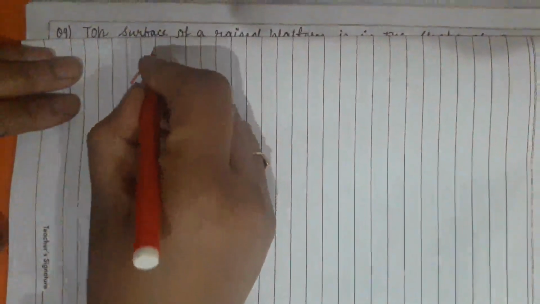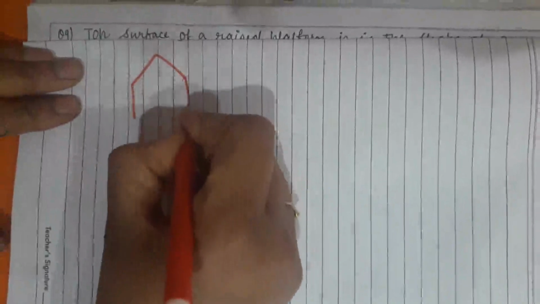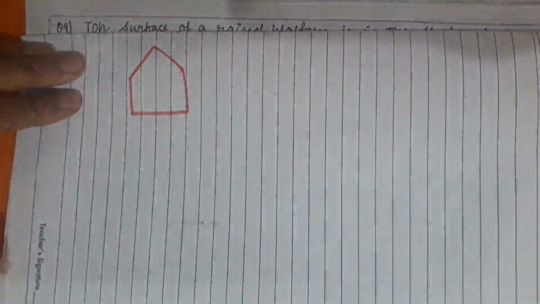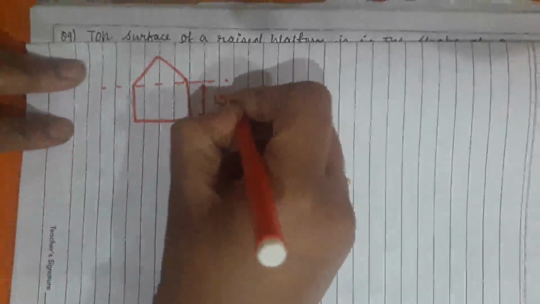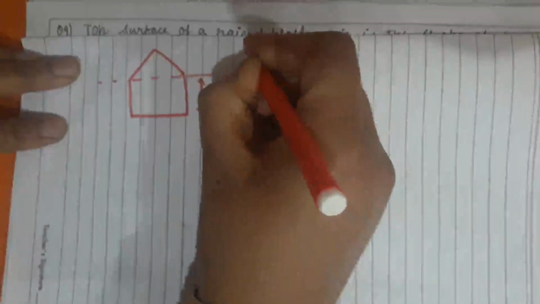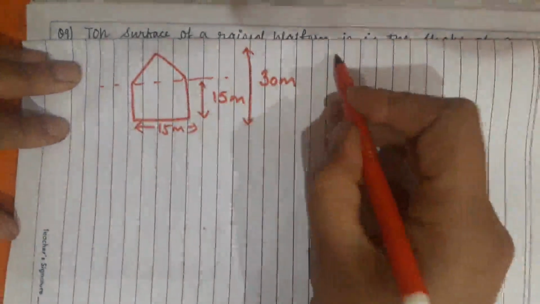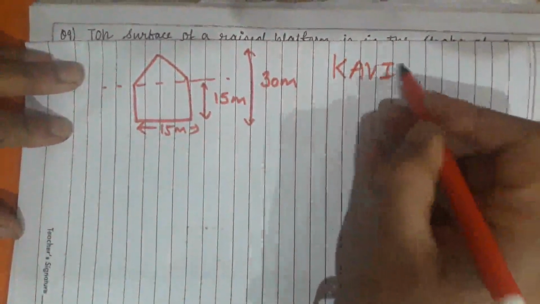Now, according to Kavita, this pentagonal shape is divided in this way. So according to Kavita, one triangle is there, another is a square. Okay, so the measurement is 15 meter. This is already given in the question. The whole pentagonal shape height is 30 meter. This is 15 meter. Okay, so this is Kavita's point of view.